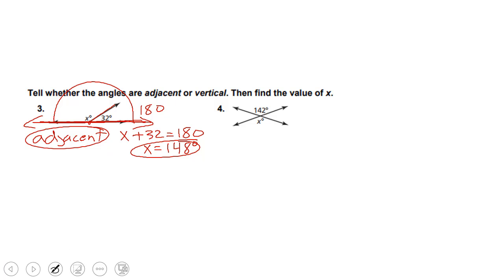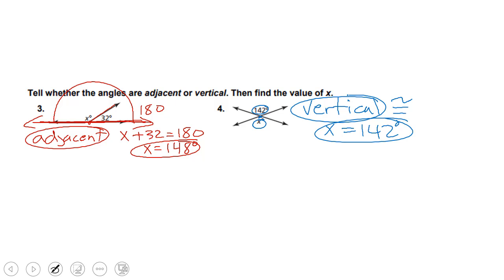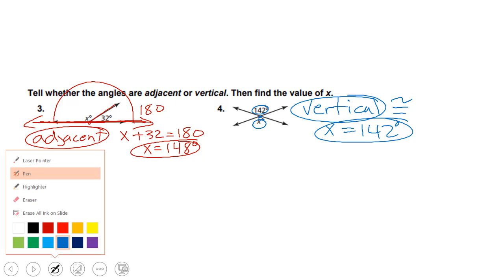Moving right along to example 4. I have 2 intersecting lines. There is a vertex there, and they've marked this one up here, 142, and they marked this one down here. Those are opposite angles. Opposite angles are vertical when they share a vertex. And I know that vertical angles are congruent, so I know that x has to equal 142 degrees.